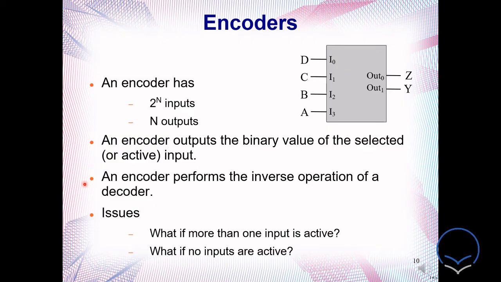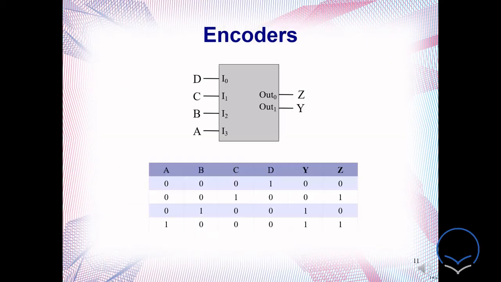We already discussed the decoder, so it performs the inverse operation of the decoder. What are the issues? The issues are, what if more than one input is activated? We have 4 inputs, so if more than one input is activated, how will we get the output? This is one of the issues. What if no input is active? If all of them are disabled, are we getting any output or not? So this is our question. Let's find the answer.